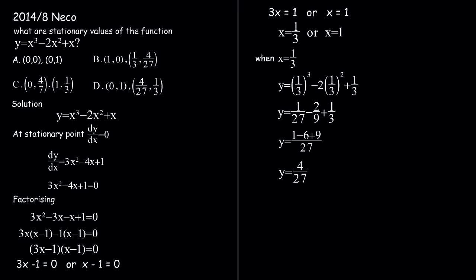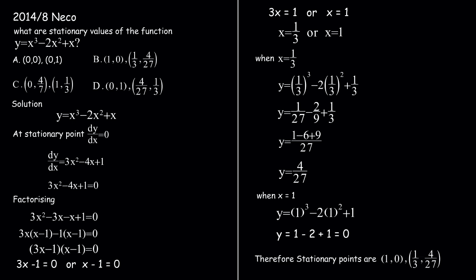Doing the same for when x equals 1, y will be equal to 1 cubed minus 2 in bracket 1 squared plus 1, which simplifies to y equals 1 minus 2 plus 1, which is equal to 0. Therefore, our stationary points are 1 and 0, and also 1 over 3 and 4 over 27. That's 1 for x, 0 for y, and 1 over 3 for x, and 4 over 27 for y.